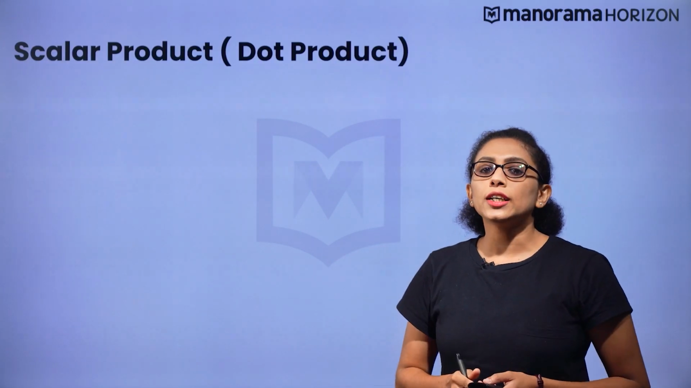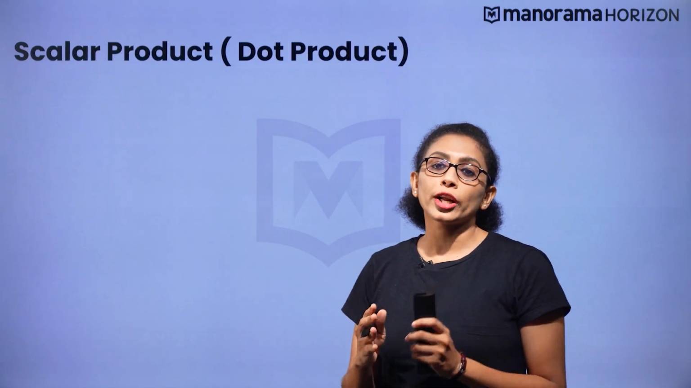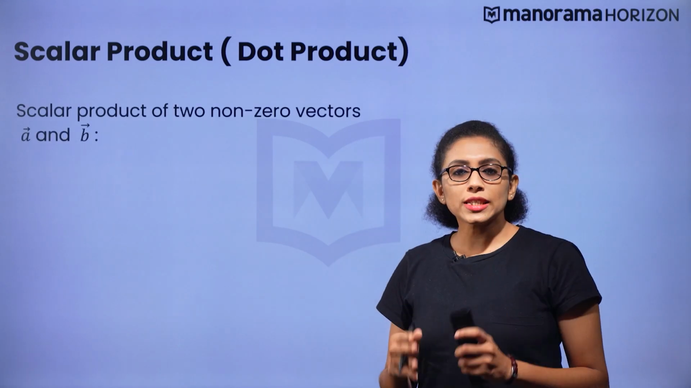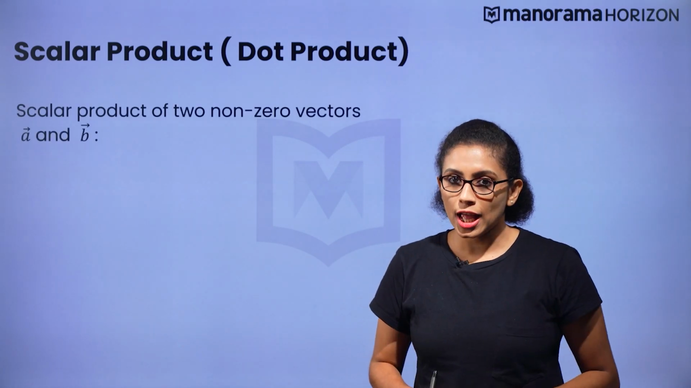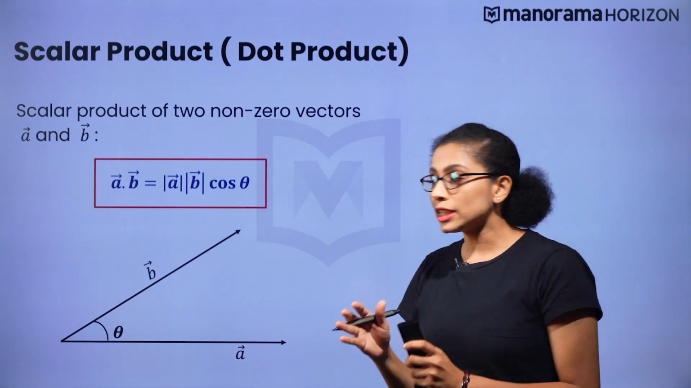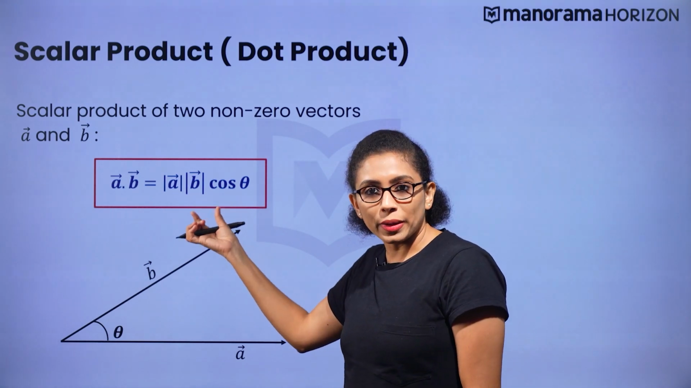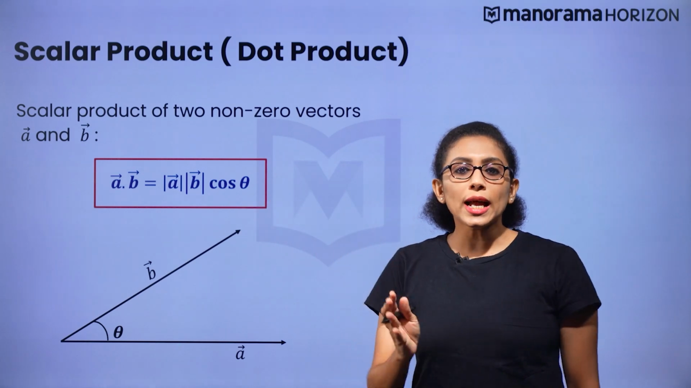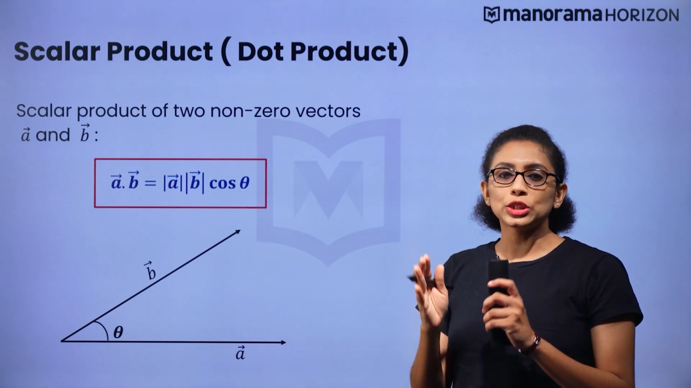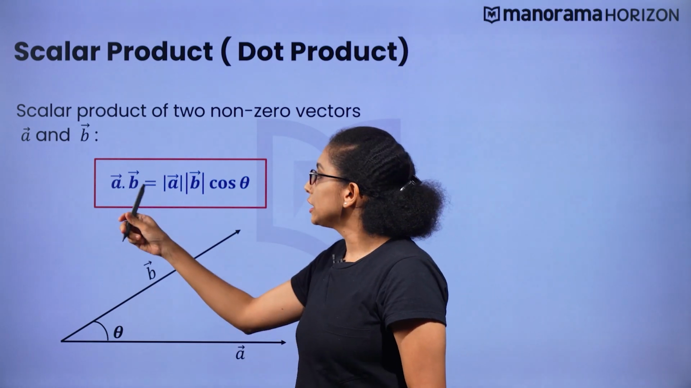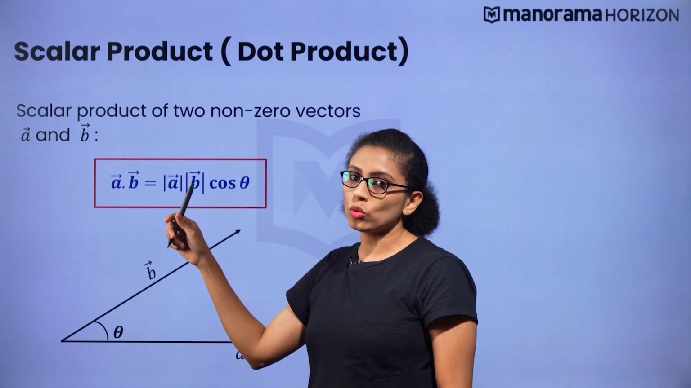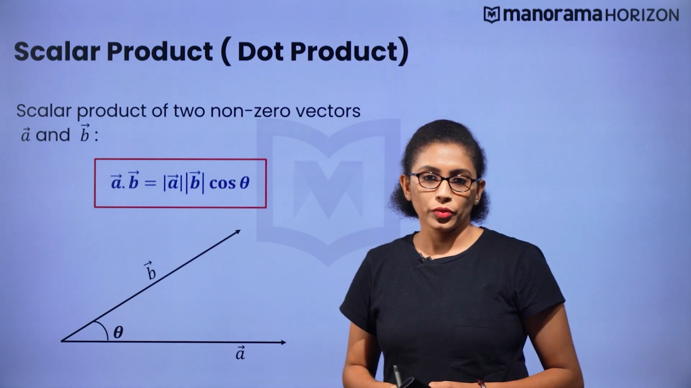First, you will learn to find the scalar product of two vectors. So, the scalar product of non-zero vectors A and B is defined as the product of the magnitudes of A and B and the cosine of the smaller angle between them, as you can see here. And the dot is the operational symbol which we use for the scalar product.